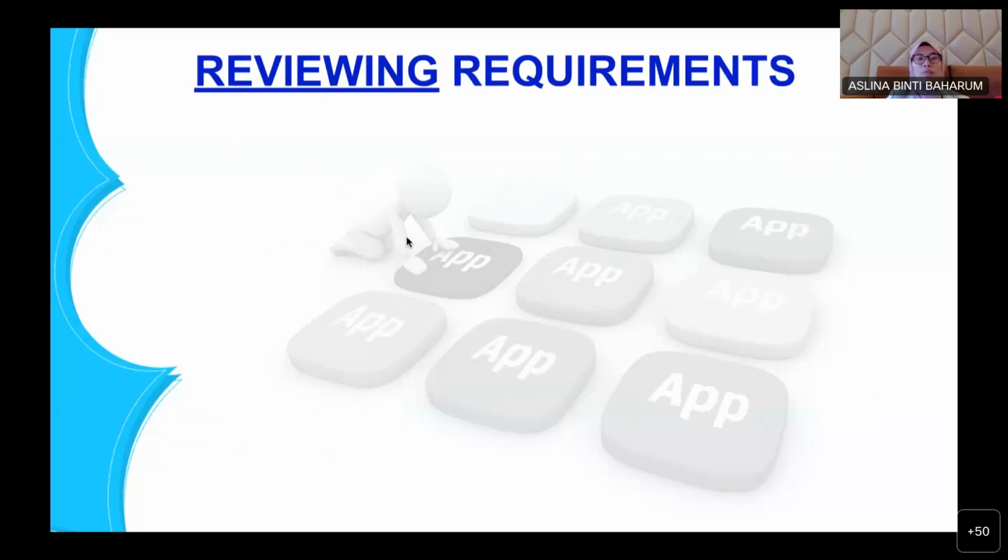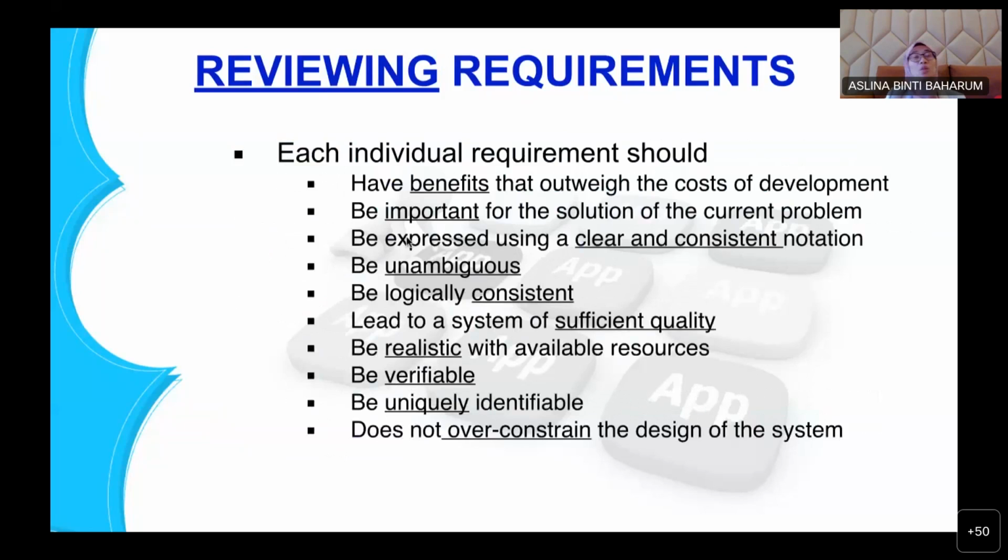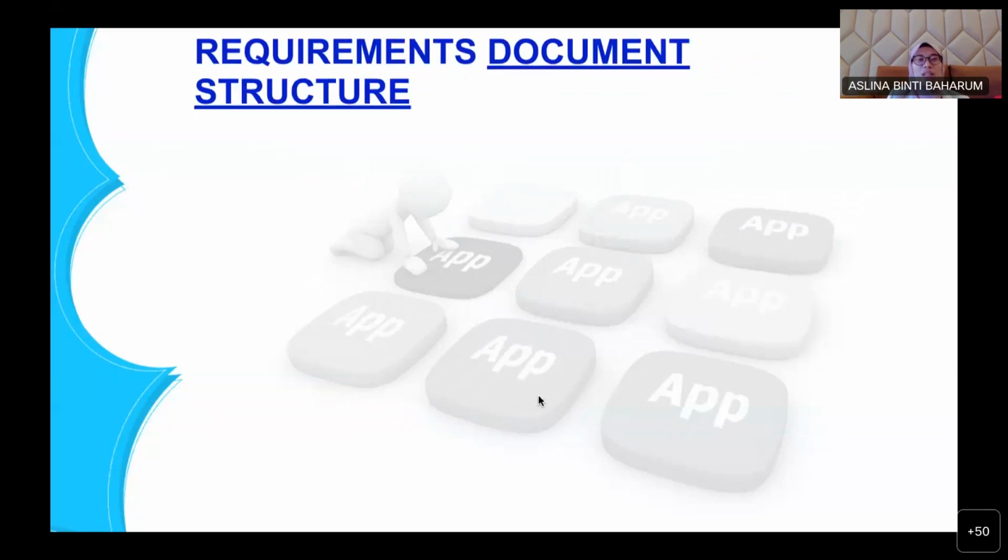Okay. Reviewing requirements. After you have done the requirements, of course you need validation, right? Before validation, someone needs to review it first. Each individual requirement should have, of course, all this. On reviewing, you should look into the benefits, the importance, clear and consistent notation, unambiguous, consistent, sufficient quality, realistic, verifiable, unique, and does not over-constrain the design of the system. So you don't have to remember all this, but make sure you understand. A requirement will go through reviewing, validation and so on.